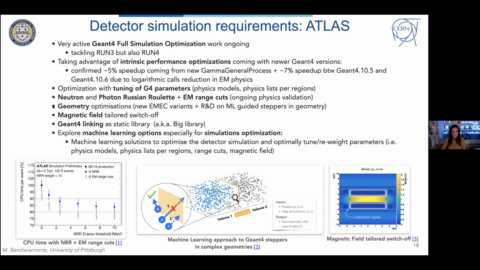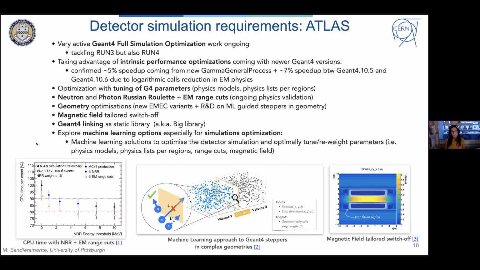nice geometry optimization related to the EMEC, and there is also a nice machine learning R&D ongoing about guided steppers in geometry, and another work done on the magnetic field tailored switch off. Also, the experiment is converging on the static linking of Geant4 that will be included in Run 3. And one requirement is to explore machine learning options, especially for simulation optimization.